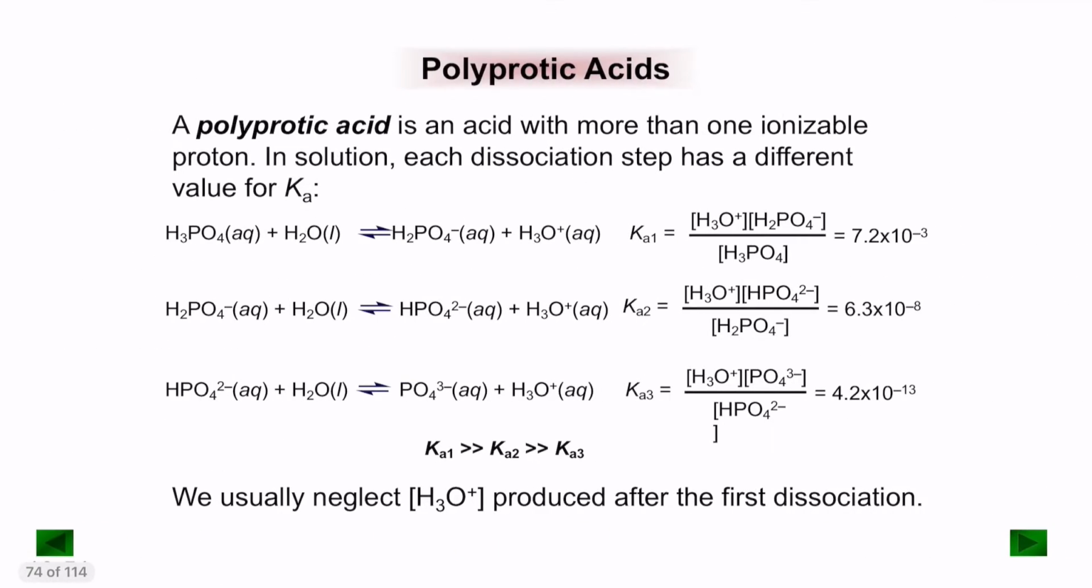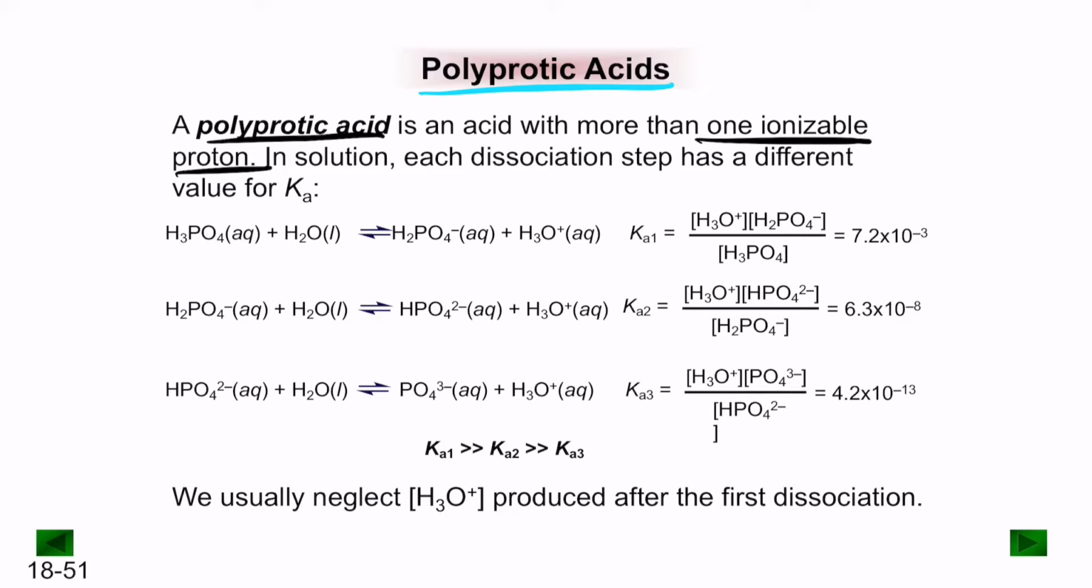So this is how you can solve problems. Next, let's talk about polyprotic acids. Polyprotic acids are acids that have more than one ionizable proton. The best example of that is phosphoric acid. Phosphoric acid has 3 ionizable protons, but the idea to remember is that as the dissociation occurs, the actual strength of the acid starts decreasing rapidly.